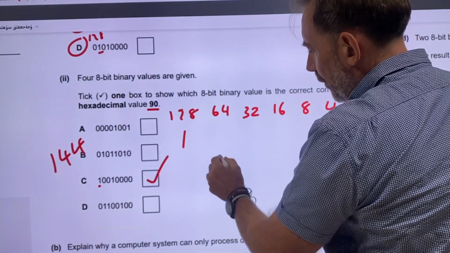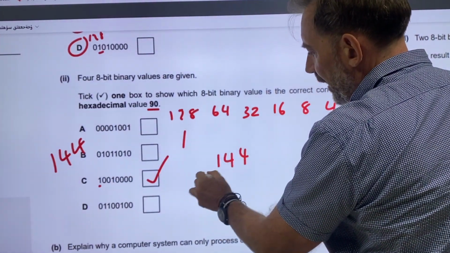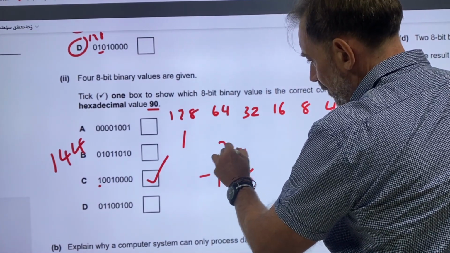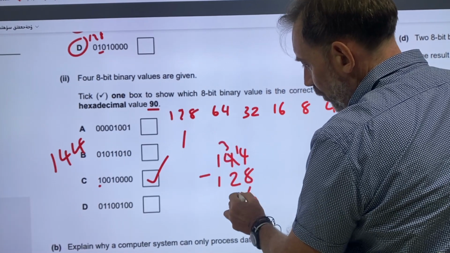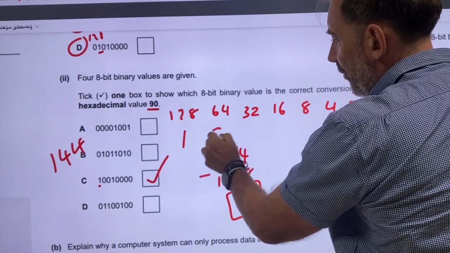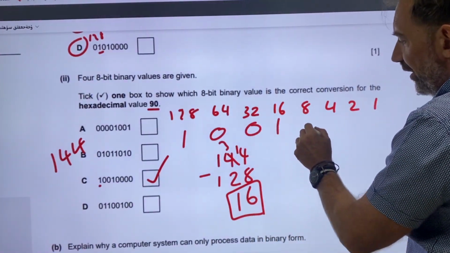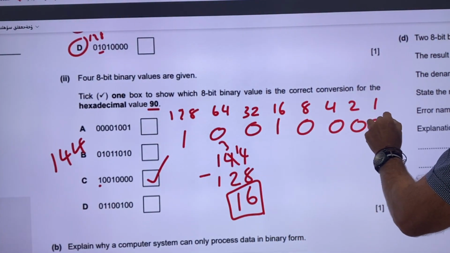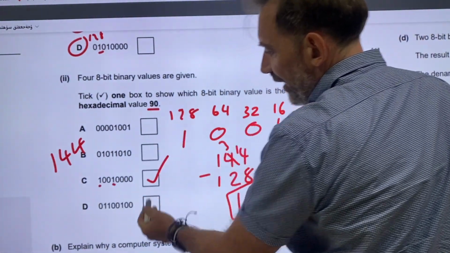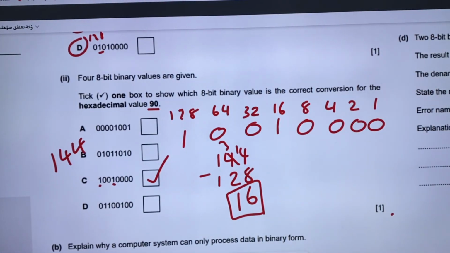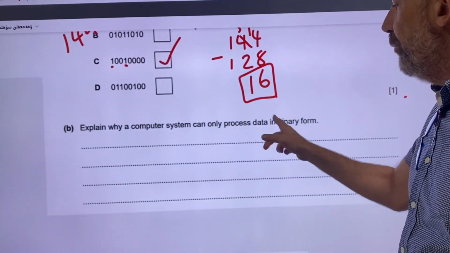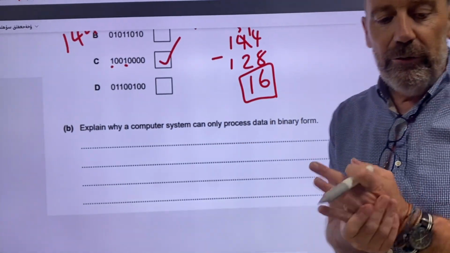Now, 144, just to check, minus 128 is 16. So that means we've got no 64s, no 32s, 1 lot of 16, 0, 0, 0, 0. So the correct answer you can see there, 1 lot of 128, 1 lot of 16, it must be that. Okay? Explain why a computer system can only process data in binary form.